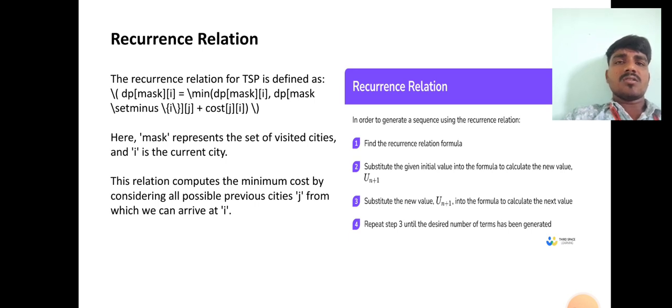Recurrence relation. The recurrence relation for the TSP is defined as dp[mask][i] = min dp[mask without i][j] + cost[j][i]. Here mask represents the set of visited cities and i is the current city. This relation computes the minimum cost by considering all possible previous cities from which we can arrive at i.